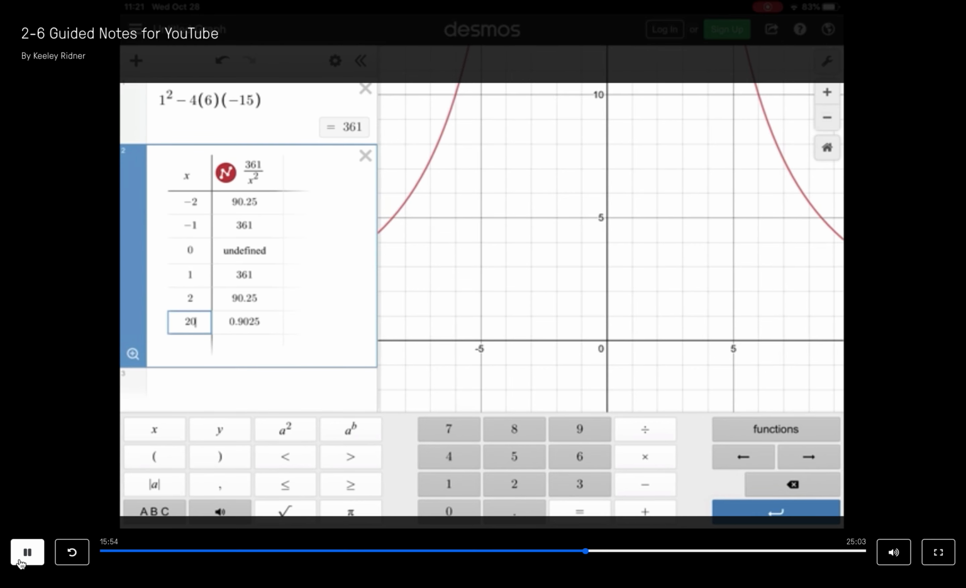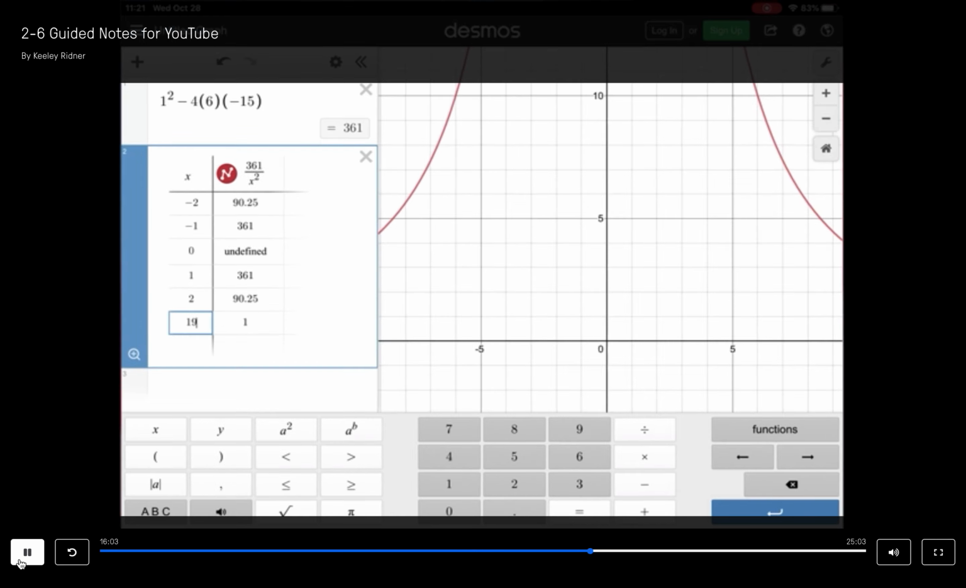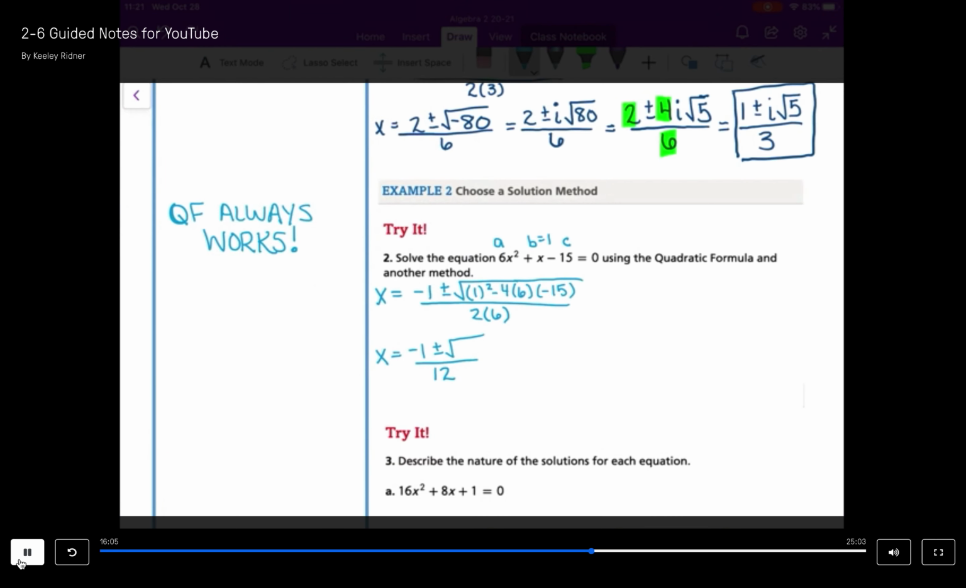So like if I do 20, nope, too small. 19 and 1. Well, that's weird. 19 and 1. So think about that for a second. If I have 19 and 1, that means I have 19 square root of 1. Well, what is the square root of 1? Well, that's just 1, and 19 times 1 is 19. So that happens when something is a perfect square.